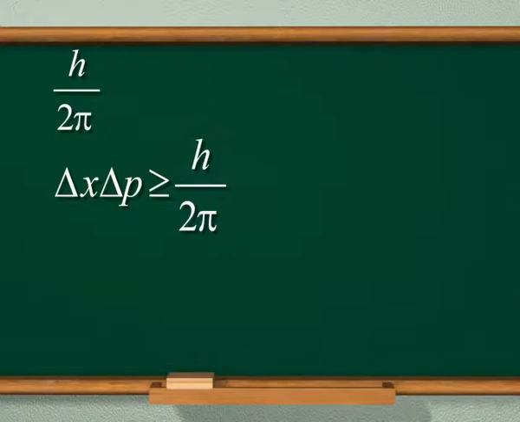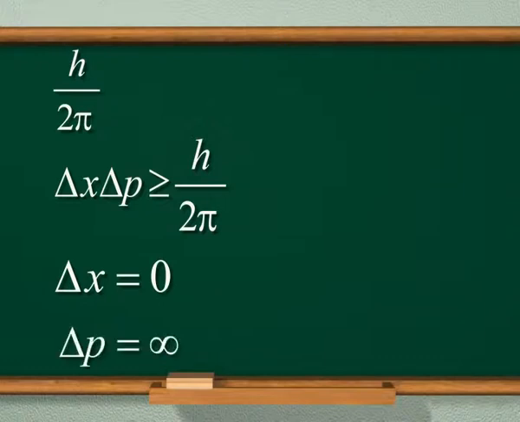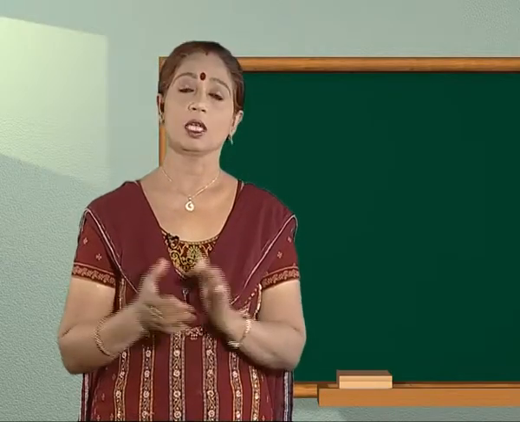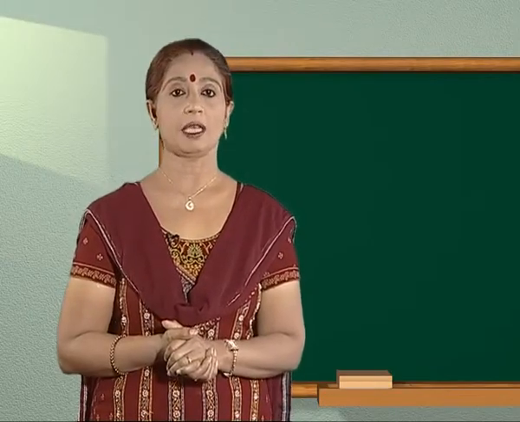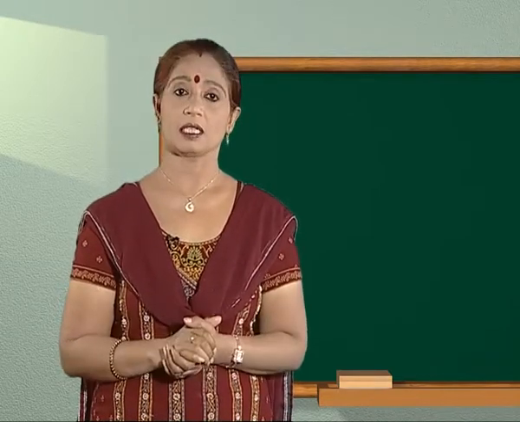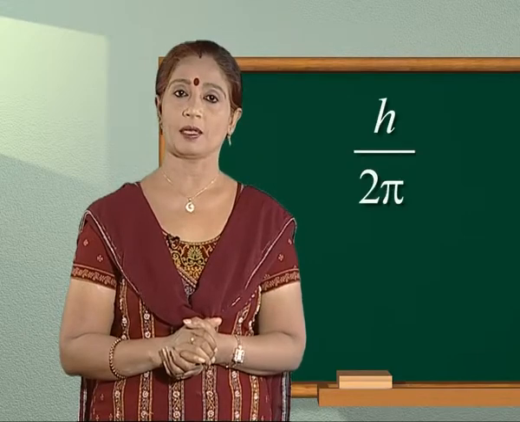In case the position of the object is known accurately, that is, delta x is equal to 0, then the above equation requires that delta p is equal to infinity and vice versa. Therefore, both delta x and delta p are non-zero, such that their product is equal to h by 2 pi.